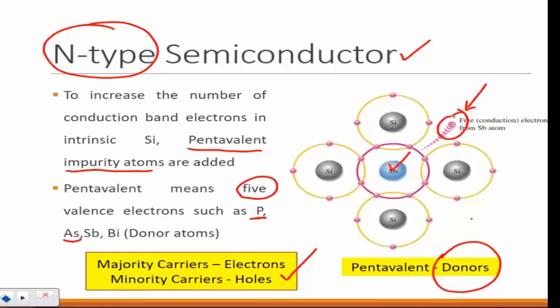So that's what an N-type material is. It is nothing but you take pure silicon and you add pentavalent impurities, which have 5 electrons in the valence shell. That will give us the N-type material.